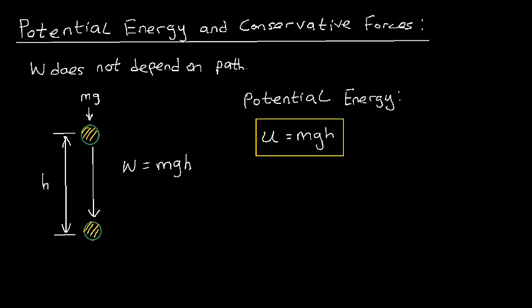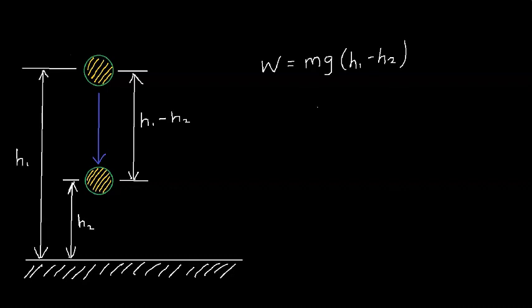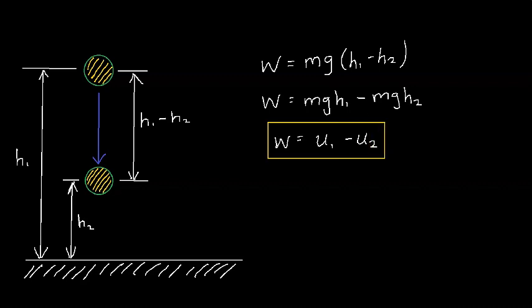If, for example, the object is moved from an initial height, h1, to a different height, h2, our work done is going to be equal to mg, its weight, multiplied by the distance through which it moves, which is equal to h1 minus h2. And so our total work done by the conservative force in this case would be equal to mgh1 minus mgh2, or U1 minus U2. This means that if an object moves from an initial point 1 to point 2 under a conservative force, the work done by the conservative force is equal to its initial potential energy minus its final potential energy.